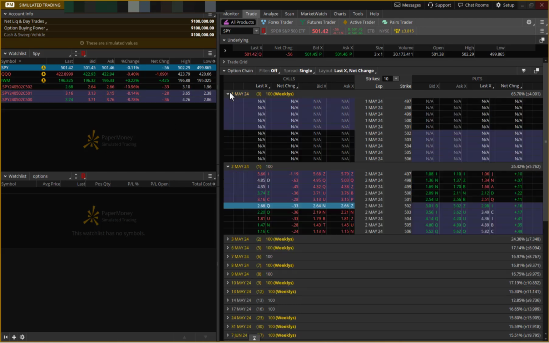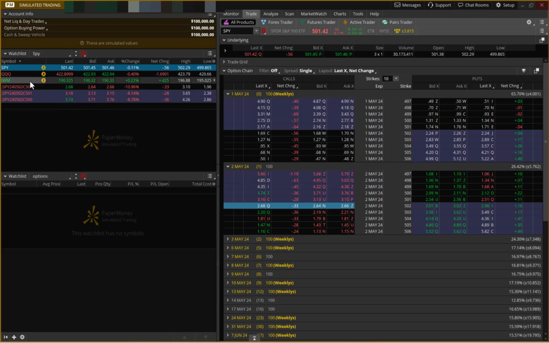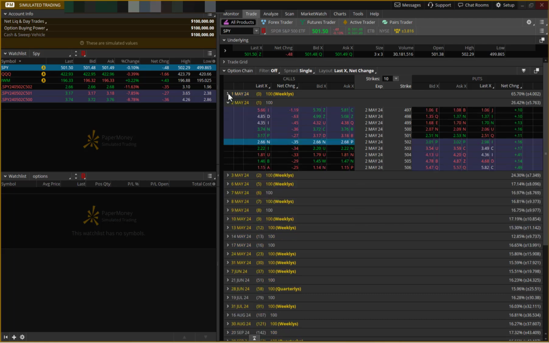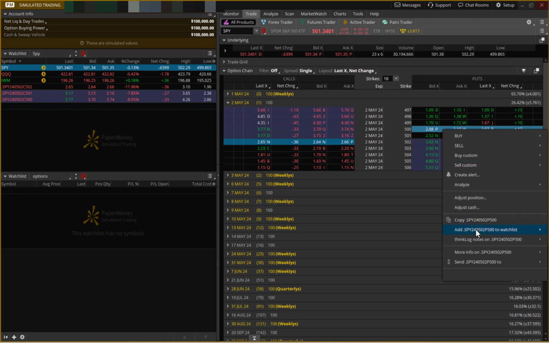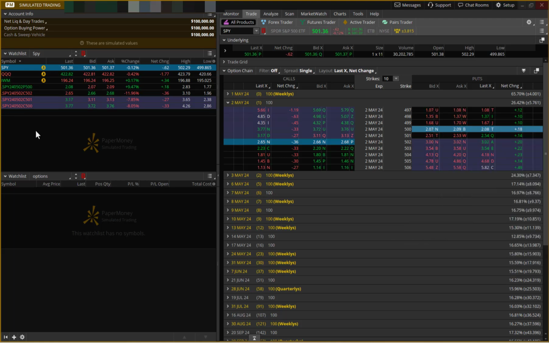If I trade 0 DTE, I take only in the money. So as you can see here, SPY trades at 501, I will trade 500. And I do the same thing for the puts. For example, what contract I want to trade for the puts: right click 500 and add it to SPY. So right now I have all my contracts in pre-market and what I want to trade.